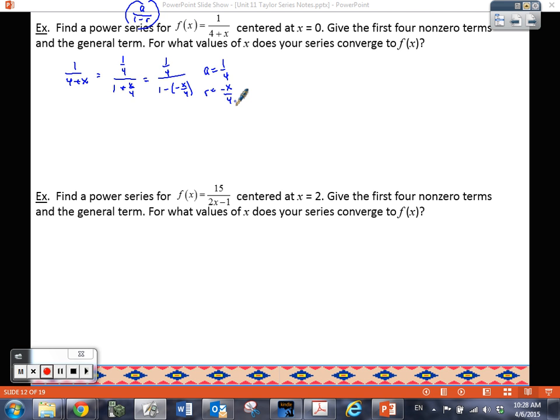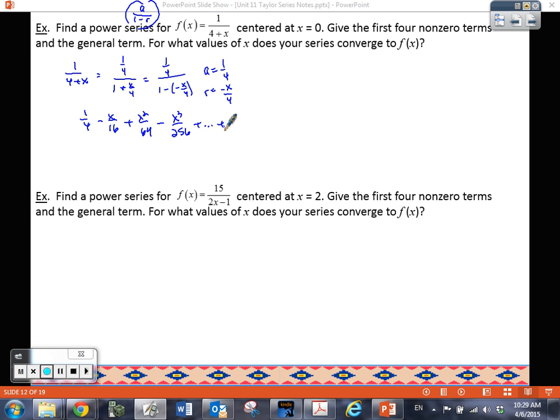They want us to write the first 4 non-zero terms and the general term. So let's go ahead and do that. My first term is 1/4. And yes, it is possible to have an x in your first term, and that's okay. I think one of our daily work problems has an x in it, and it was troubling some students. That's okay. You can have an x as part of your a term. So I have 1/4 minus x over 16 plus x squared over 64 minus x cubed over 256 plus dot dot dot.